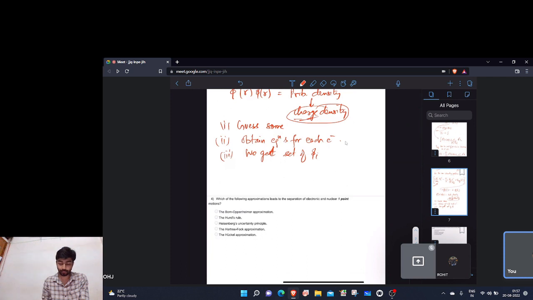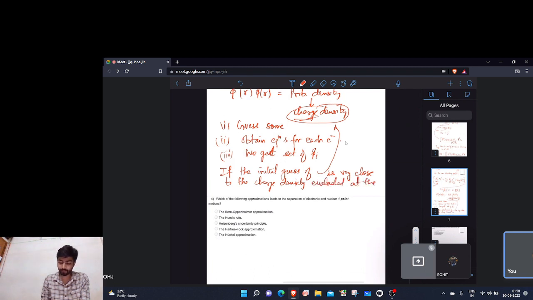Now, before feeding this charge density into the system, if the initial guess of this charge density is very close to the charge density evaluated at the end, then we say that we have a self-consistency loop. If not, we feed this charge density into the system again and start a loop. So this method of Hartree-Fock approximation is called the self-consistency loop in this regard of solution of the equations.